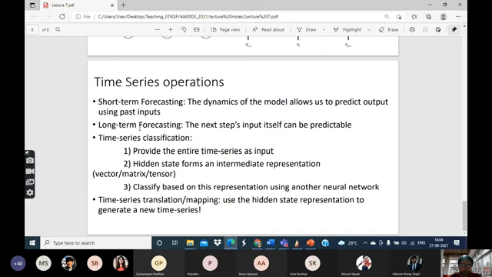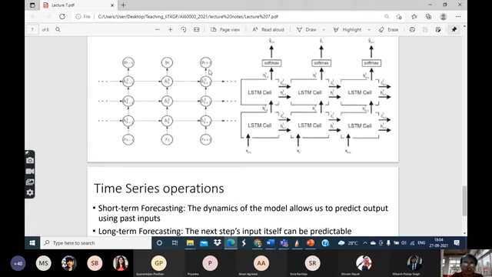This is known as long-term forecasting. It will happen that sometimes the next step's input itself can be predictable. Say, for example, what you are giving out as the output may itself become the input for the next step. This kind of situation often arises: it's not that you are giving inputs separately, but you gave the input once, and subsequently at that point you got an output, and that output itself became the input in the next step.